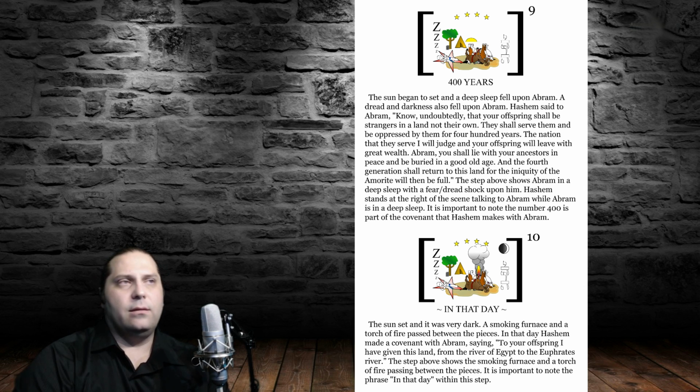Step 10. The sun set, and it was very dark. A smoking furnace and a torch of fire passed between the pieces. In that day Hashem made a covenant with Abram, saying, "To your offspring I have given this land, from the river of Egypt to the Euphrates River." The step above shows the smoking furnace and a torch of fire passing between the pieces. It is important to note the phrase, "in that day," within this step.